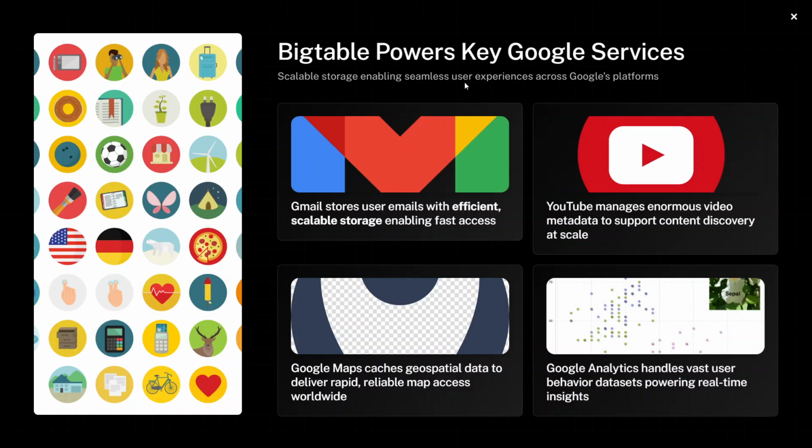Now the core use cases, and these are Google services basically. First is Gmail, which stores user emails with efficient scalable storage enabling fast access. YouTube manages enormous video metadata to support content discovery at scale. Google Maps caches geospatial data to deliver rapid, reliable map access worldwide. Google Analytics handles vast user behavior datasets, powering real-time insights.